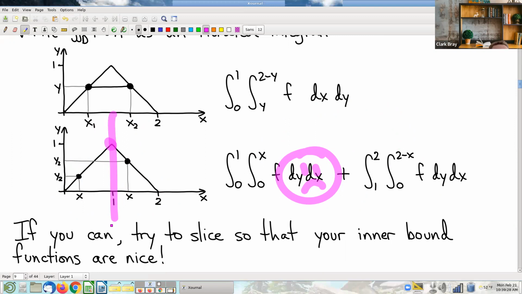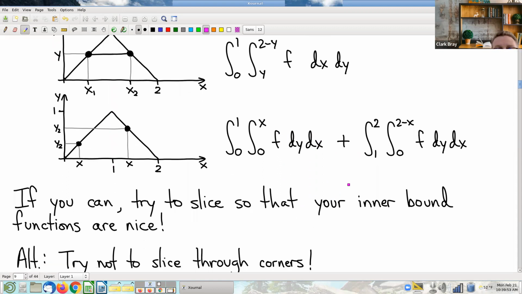So my rule is try not to slice through corners. I think it's a nice, simple, geometrically easy to capitalize on rule that will, again, not always, and there are rare exceptions, but very often will point you in the right direction. Try not to slice through corners if you can. Everybody good? Okay. All right.